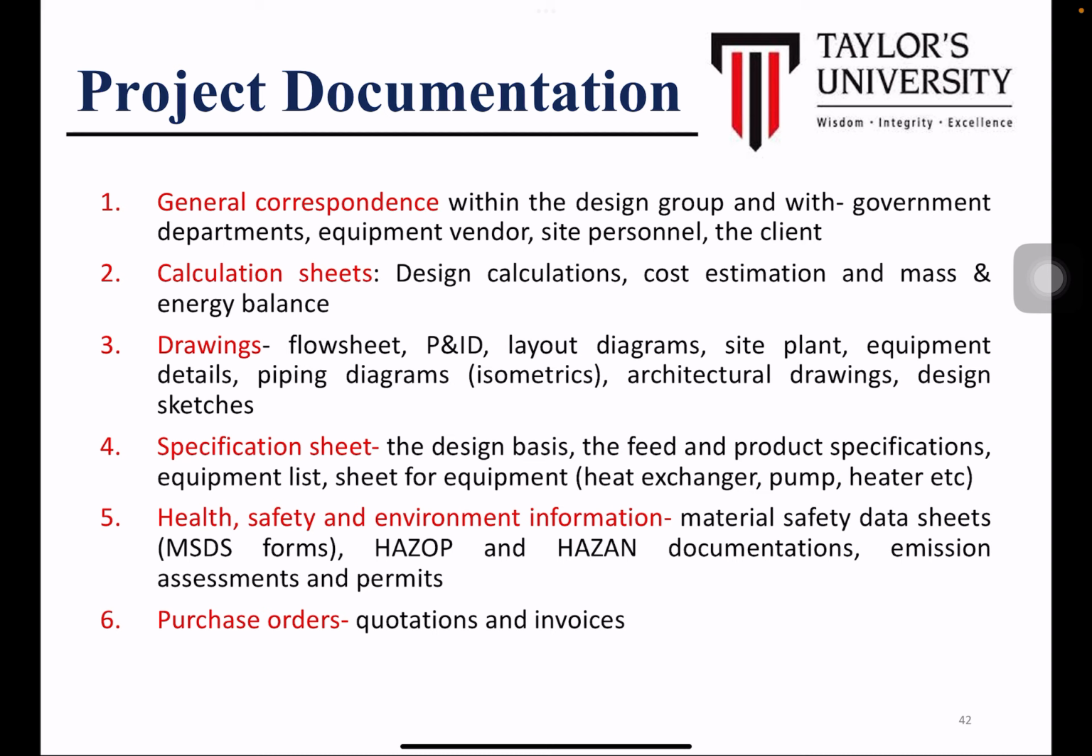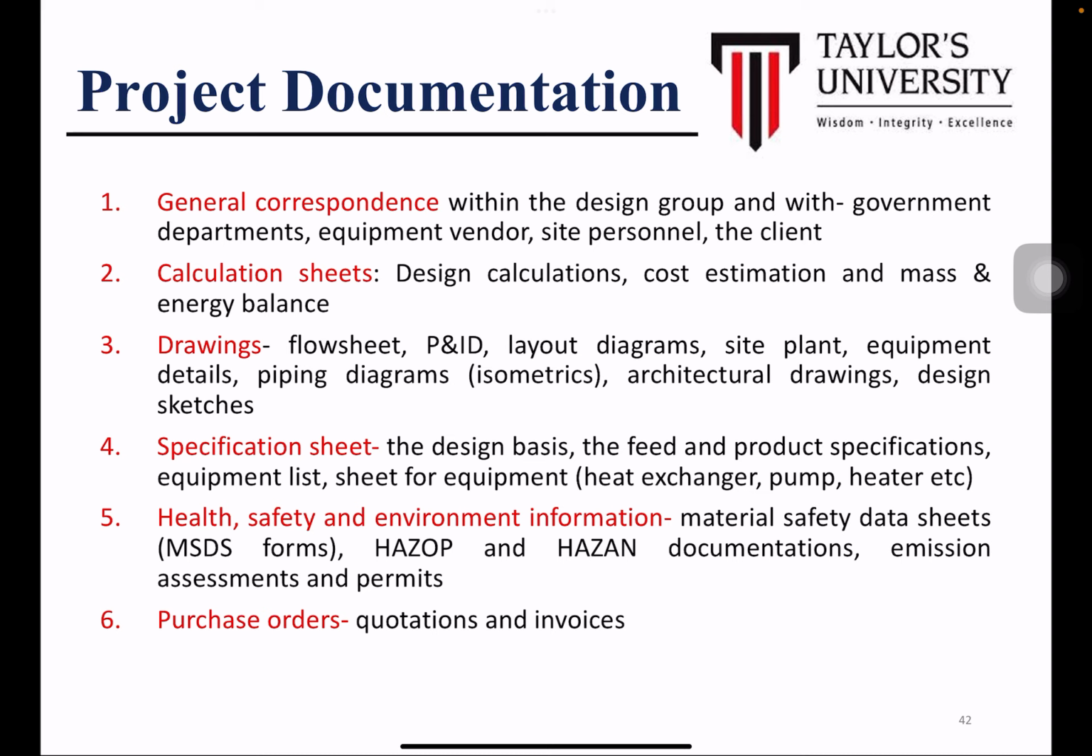Now, what is the project documentation that you need to do? So there are various levels of documentation. Some are with the government, some with the vendors, right? Or some with the designers and so on. Okay, so there are 6 different ways you can do the documentation. First one is general correspondence. So this is within the design group and with the government departments, equipment vendors, site personnel and the client. Okay, so whatever invoices that you get from these, you need to make sure you document them well.